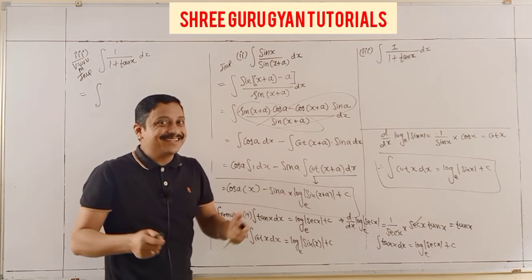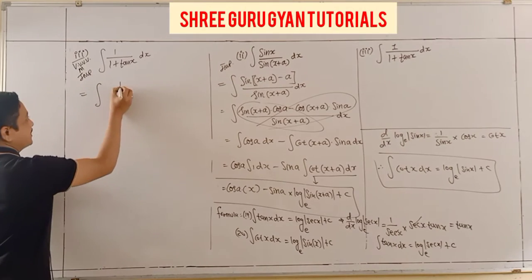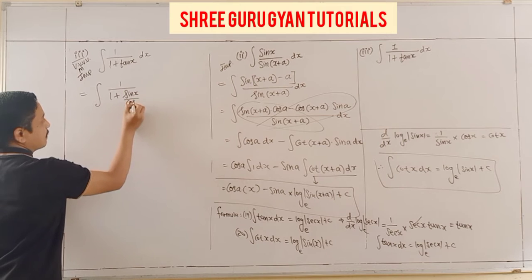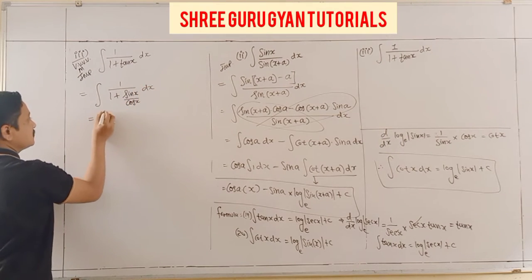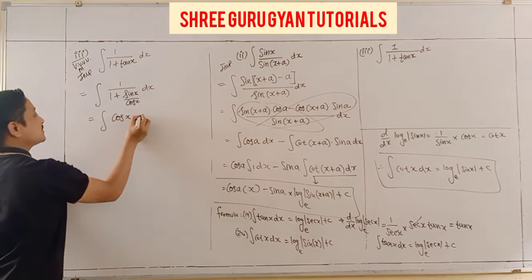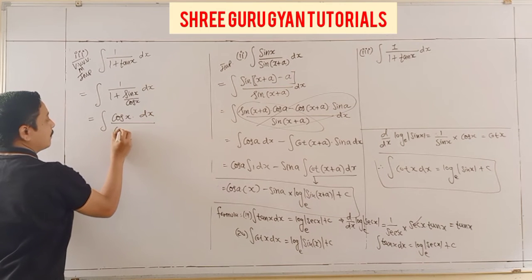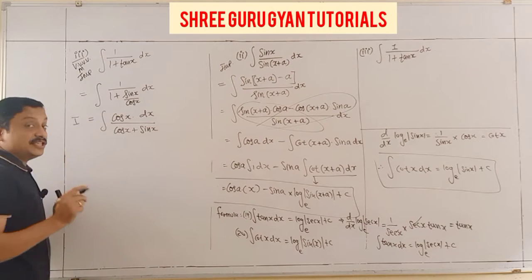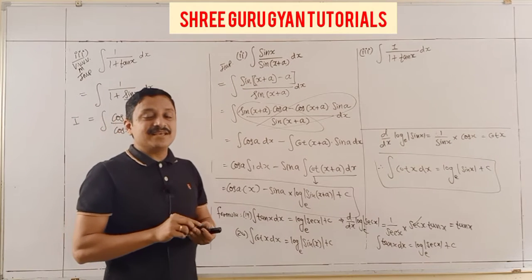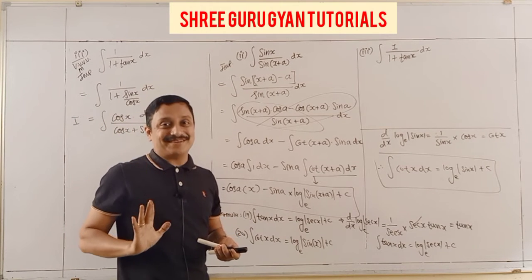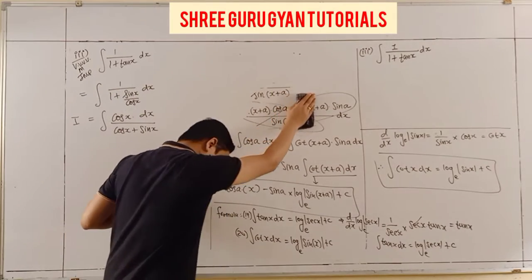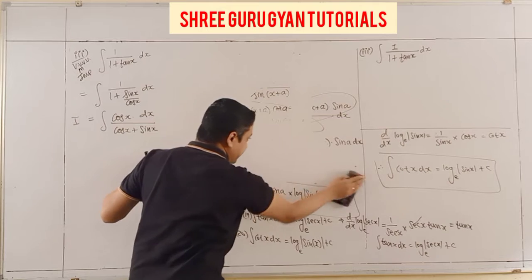Separate tan into sin and cos. So here, students, sin below cos. Take the LCM and you get cos x dx upon cos x plus sin x. Now these coming steps are the most important steps. After that, and only after that, you can multiply and divide it.